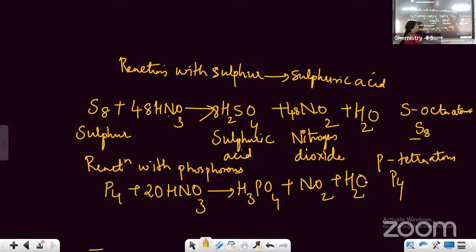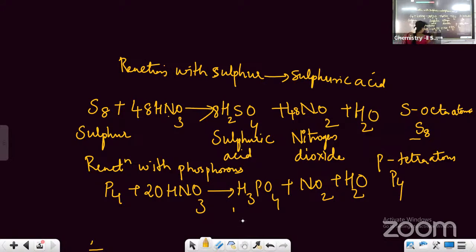इन दो reactions को कैसा याद रखना boys? Sulfur is giving sulfuric acid. Phosphorus is giving phosphoric acid. After that, here the byproducts are common for both. Sulfur के साथ भी NO2 बन रहा और phosphoric के साथ भी NO2 बन रहा.